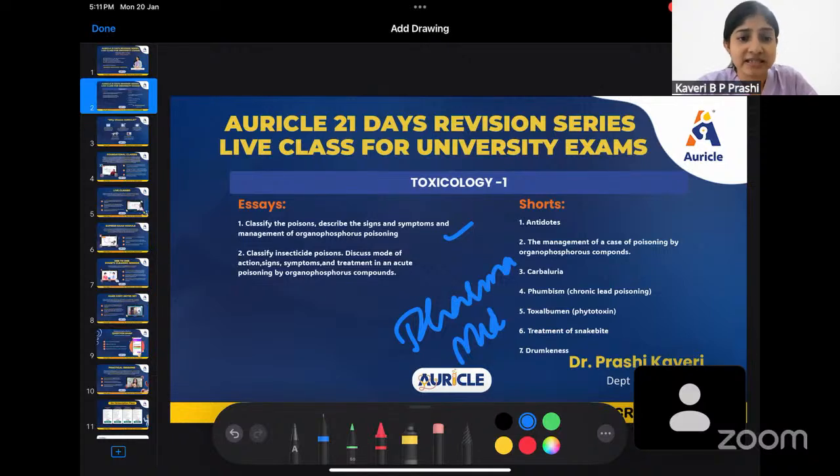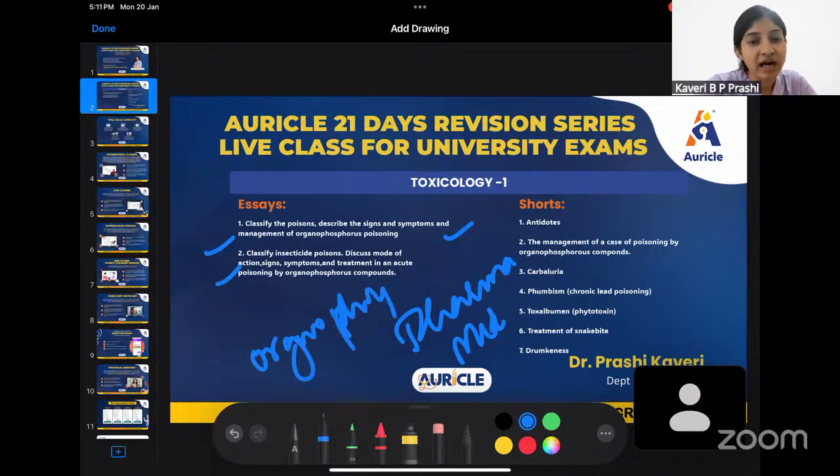The next essay is classify insecticide poisons, discuss the mode of action, signs, symptoms, and treatment in an acute poisoning by organophosphorus compounds. So in both the first and second, they are mainly asking about organophosphate poisoning. So understand how important the topic of organophosphorus poisoning is, okay? And every alternate year, the question of organophosphate poisoning tends to come as a long essay. If not a long essay, it will definitely come as a short or a short essay.